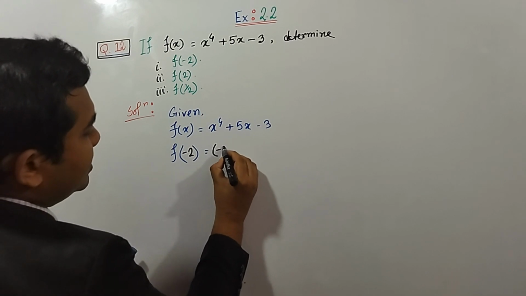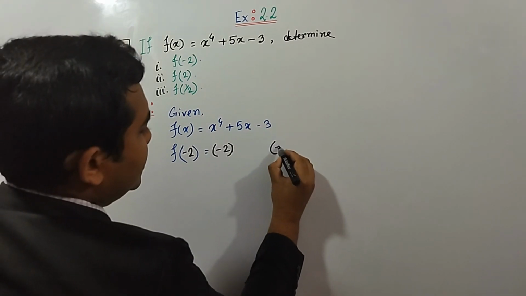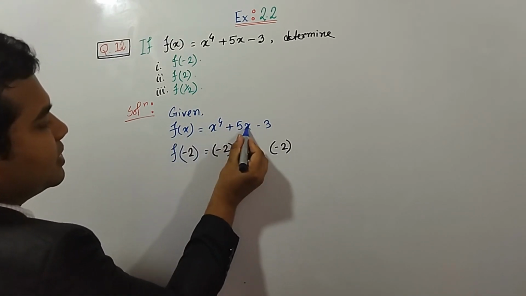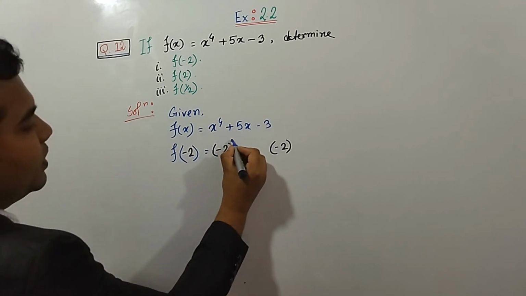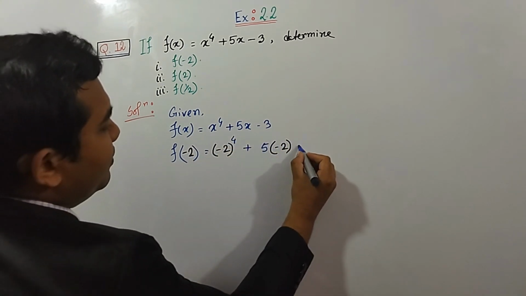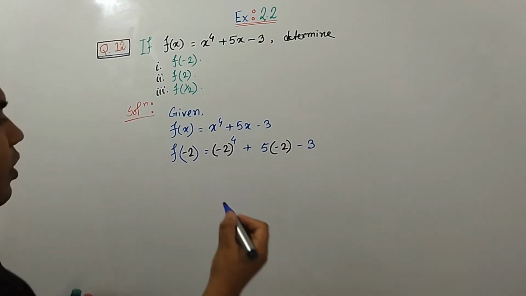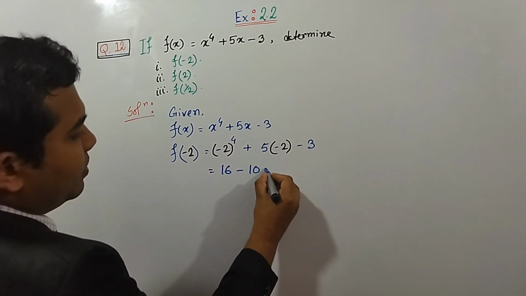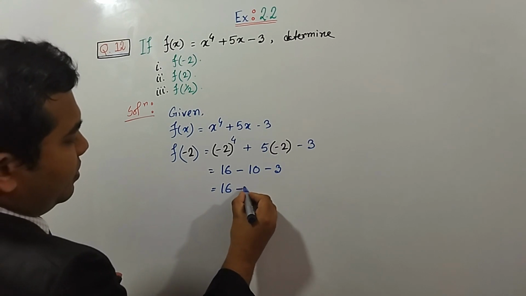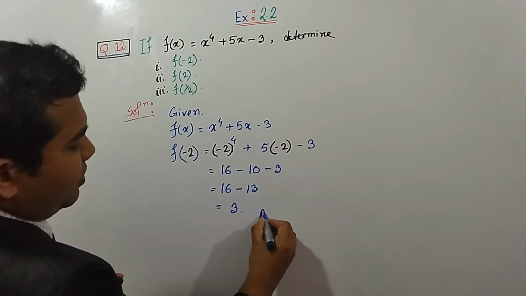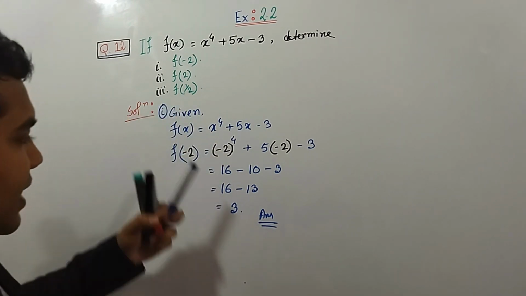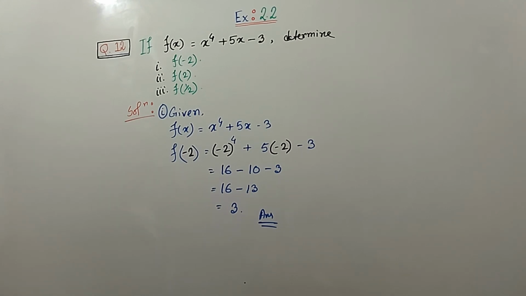At the place of x, minus 2. So the places of x have been replaced by minus 2. So it should be minus 2 to the power 4 plus 5 into minus 2 minus 3. We all know 2 to the power 4 is 16. That is the answer number 1. Okay, any confusion? I don't think so. Thank you very much. So what will be for question number 2 actually?